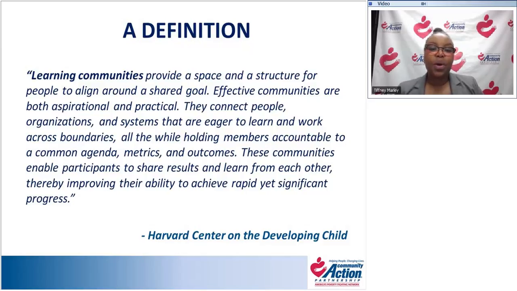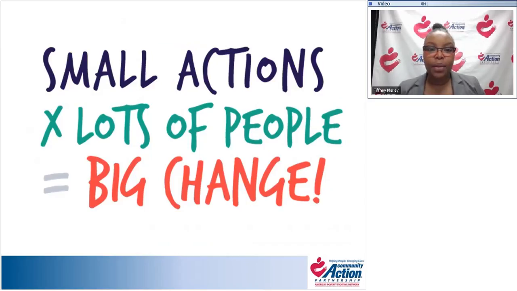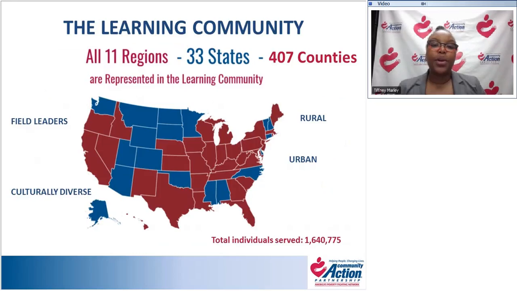And so as a result of doing this, we see this playing out in a rapid way as specified in the definition that we see from the Harvard Center on the Developing Child. And at the end of the day, we hope that through small actions that maybe you will identify and begin to implement as a result of participating in the learning community, that as you engage in those small actions, which we feel are impacting lots of people, that big change will occur within our network. And you can see here just the number of regions. Really, it's all of our regions within our network. It's 33 states.